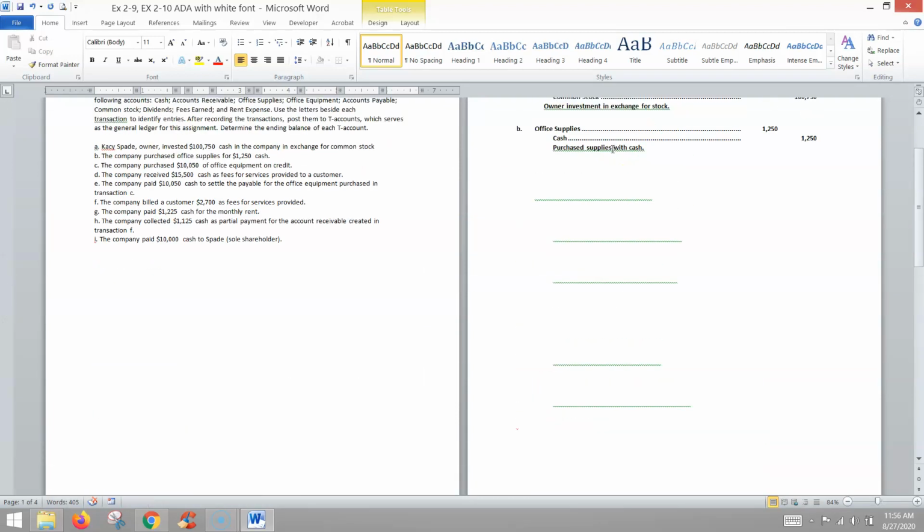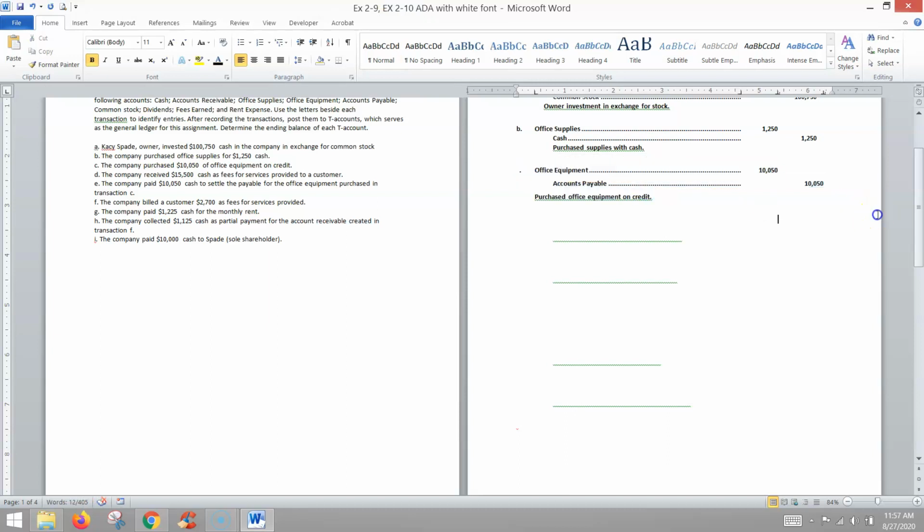On C, the company purchased $10,050 of office equipment on credit. So the two accounts are office equipment and accounts payable. Since we're going to pay it later, we bought it on account, on credit. Office equipment is increasing. That's going to be our debit. And accounts payable, which is a liability account, is increasing, so that's going to be our credit. So we're going to debit office equipment for $10,050, and we're going to credit accounts payable for $10,050.